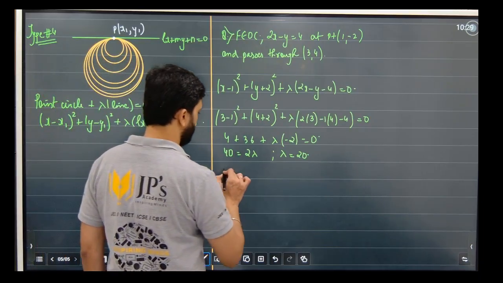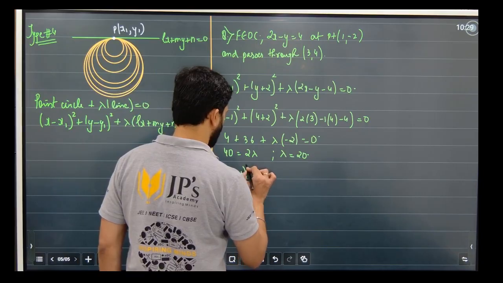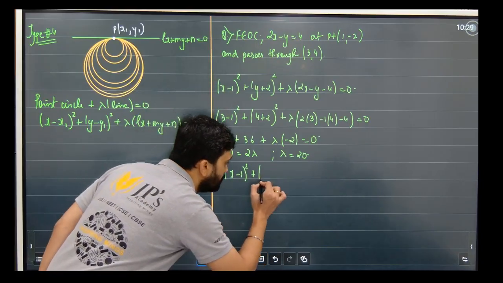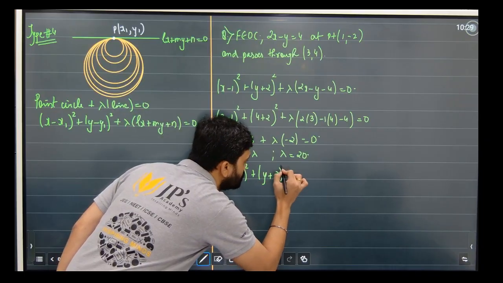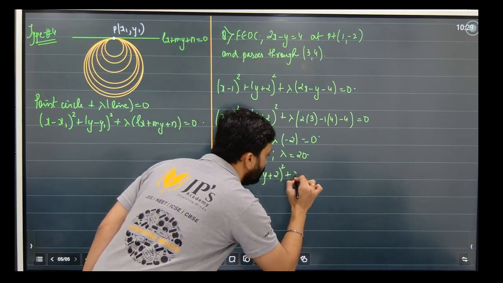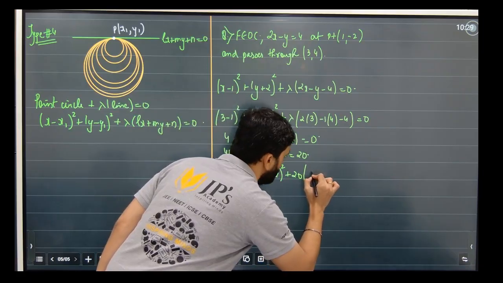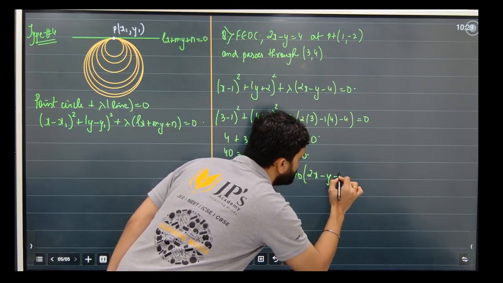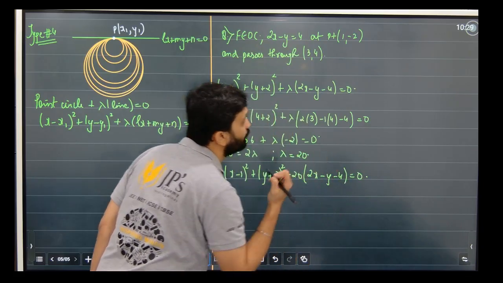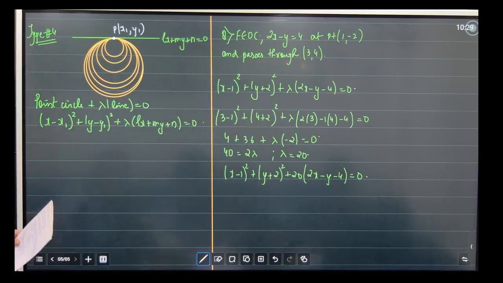So my equation will become (x minus 1) the whole square plus (y plus 2) the whole square plus 20 into 2x minus y minus 4 is equal to 0.